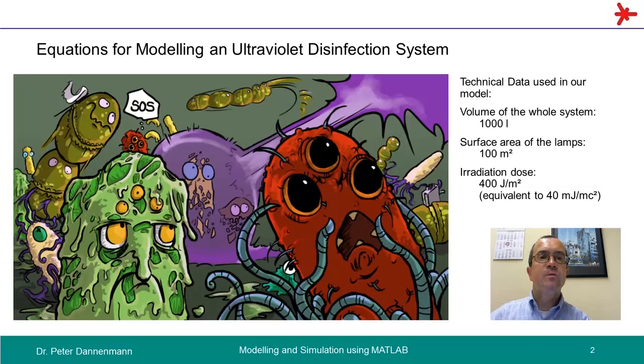For our water treatment plant, we assume that the whole disinfection system has a volume of 1000 liters. The sum of the surface area of all lamps is assumed to be 100 square meters. That means that the layer of water illuminated by each lamp is on average only 1 centimeter thick, so that the water is exposed very well to the light.